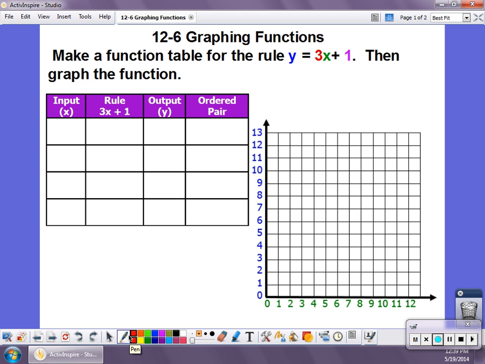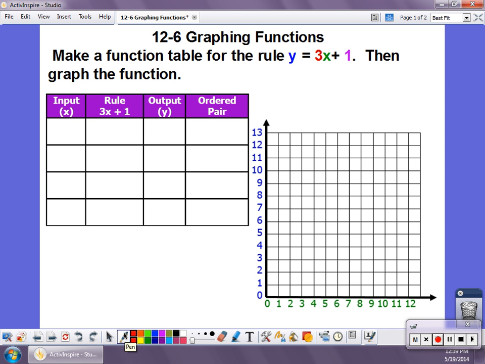Now, the rule for this function table is 3x plus 1. And you can see that in this column right here. It says rule 3x plus 1. One thing you may notice is that this function table does not have any input values. It doesn't give us any numbers to plug into our rule. Well, the good news is we get to pick our own values. The bad news is you need to think ahead about the numbers you're going to pick.